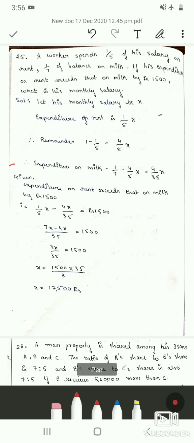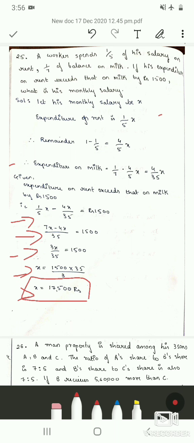Therefore take the LCM. So you'll get 7x minus 4x divided by 35 is equal to 1500. So simplify for x. x is equal to 17,500 rupees, which is his monthly salary.